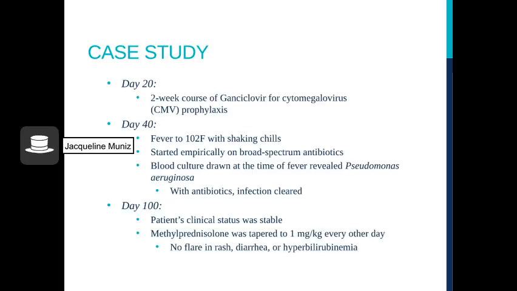At day 20, the patient received a 2-week course of ganciclovir for cytomegalovirus prophylaxis. At day 40, he developed fever to 102 degrees Fahrenheit with shaking chills. He was started empirically on broad-spectrum antibiotics, and a blood culture drawn at the time of the temperature spike revealed Pseudomonas aeruginosa. With antibiotic therapy, the infection cleared. By day 100, the patient's clinical status was stable, and the methylprednisolone was tapered to 1 mg per kilo every other day without any flare in rash, diarrhea, or hyperbilirubinemia.